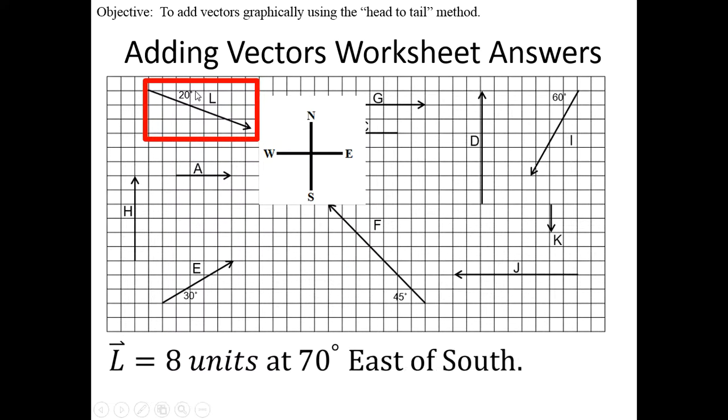But you can also designate this as 8 units, 70 degrees east of south. That would be this angle here. The last thing you can do with this angle is that because I start here, and if I go clockwise, I'm going to get a negative 20 degrees as well.